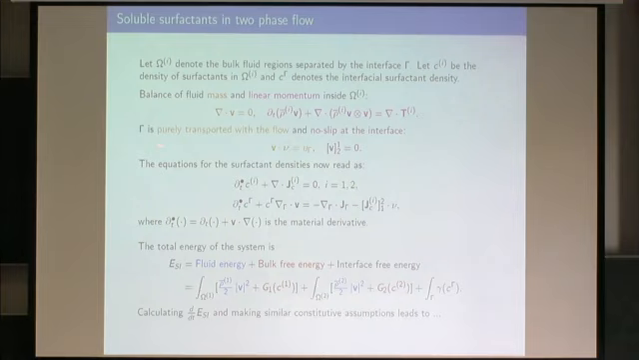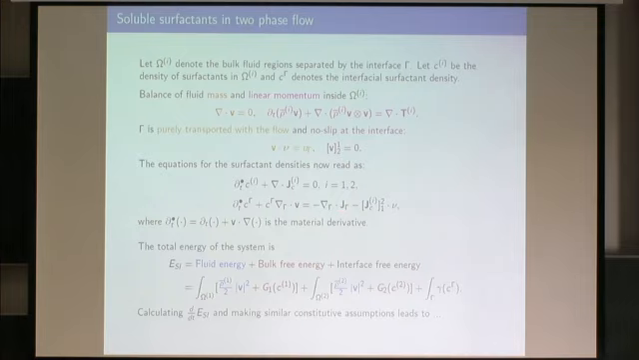We assume gamma is purely transported with the flow, so that u gamma, the normal velocity on gamma, matches up with the normal component of the fluid velocity. We assume there's no slip at the interface, so that the fluid velocity is continuous across gamma. And now the surfactant equation looks like this. The only difference here is, instead of the time derivative, we have a material derivative. And this is a similar substitution for the surface equation.